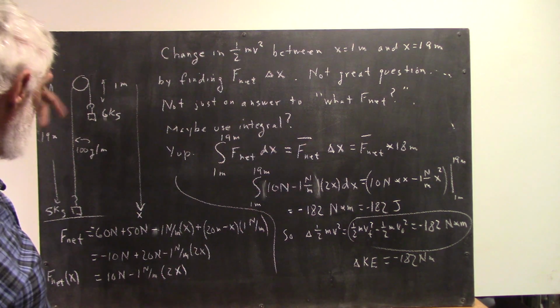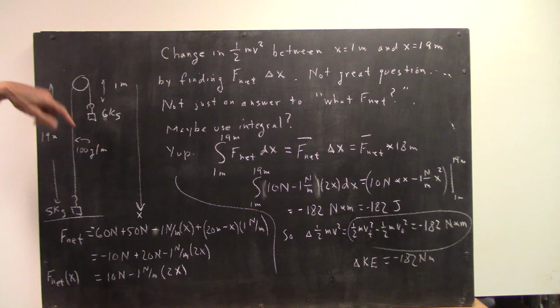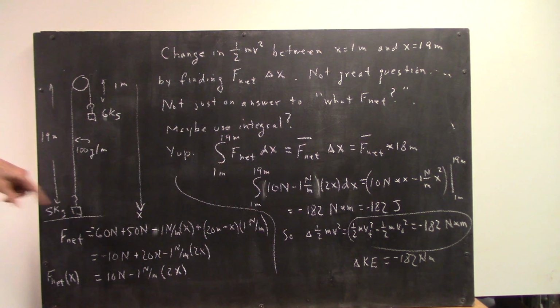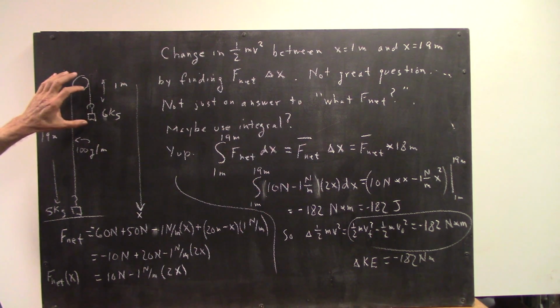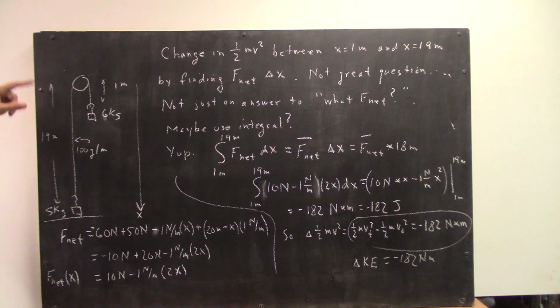Now we return to the situation with the pulley and the rope with 100 gram per meter mass density. 6 kilograms on one side, 5 kilograms on the other. This mass 1 meter below the pulley, this mass 19 meters below the pulley.